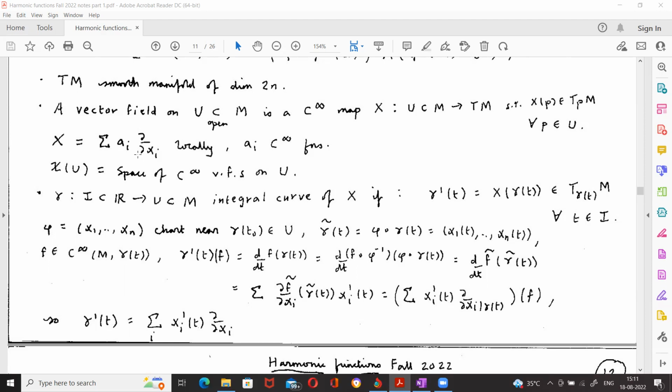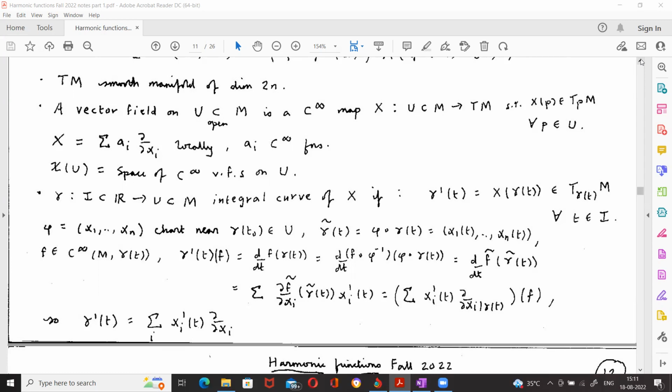Locally, I know that I can write any tangent vector in terms of the basis del del xi. So my vector field locally I can write as a summation a_i del del xi, where the coefficients a_i are functions of p in the manifold. To say that the vector field is a smooth map is the same thing as saying that these functions a_i are smooth functions, right?